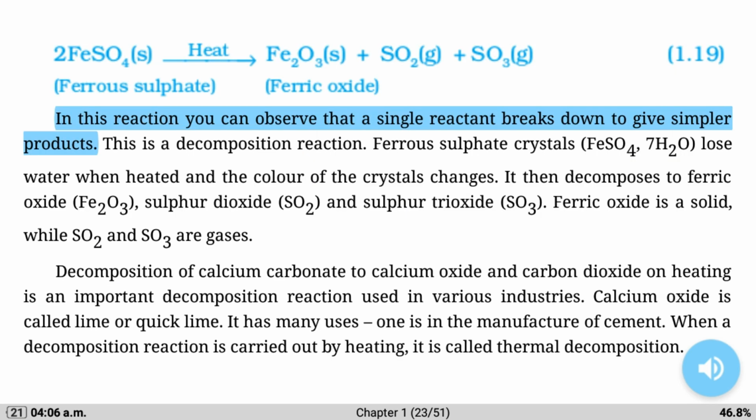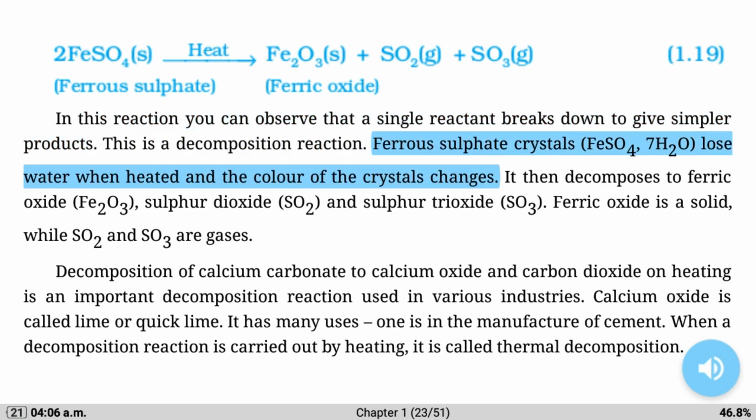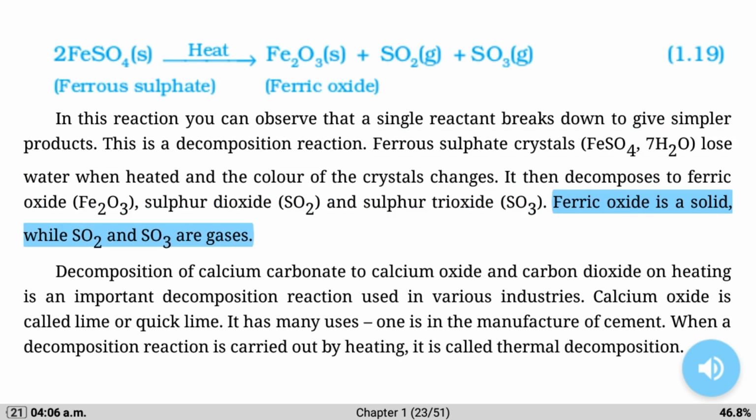In this reaction you can observe that a single reactant breaks down to give simpler products. This is a decomposition reaction. Ferrous sulphate crystals, FeSO4·7H2O, lose water when heated and the color of the crystals changes. It then decomposes to ferric oxide, Fe2O3, sulfur dioxide, SO2, and sulfur trioxide, SO3. Ferric oxide is a solid, while SO2 and SO3 are gases.